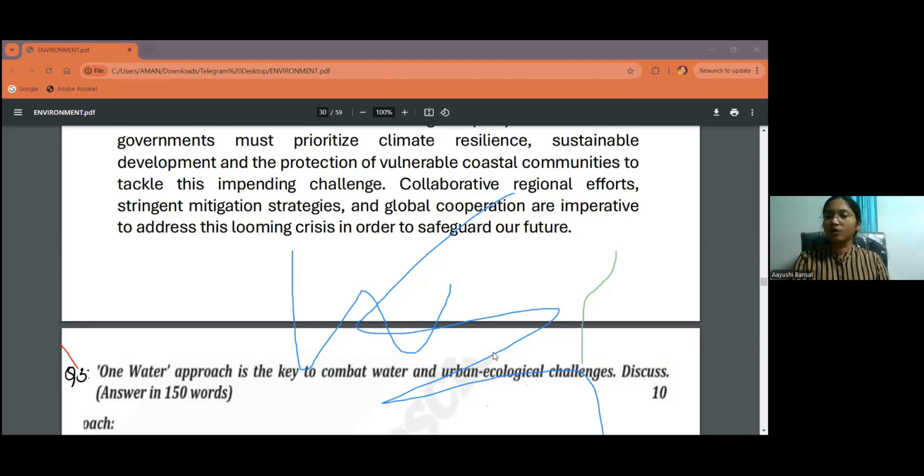The next part is urban ecological challenges. Again, think about any urban ecological challenges related to water. There is flooding, urban flooding. For urban flooding, One Water also includes blue and green infrastructure. This kind of infrastructure will help to prevent flooding. Are you getting what I'm trying to say? How am I generating points in this?